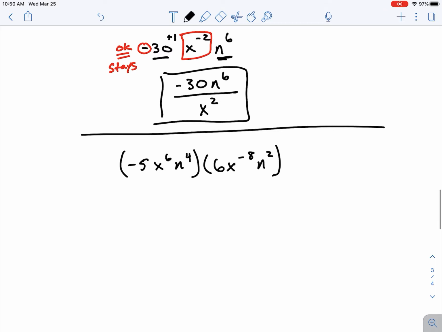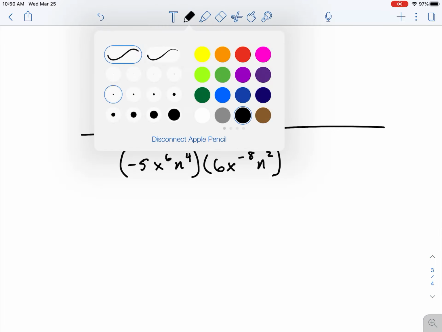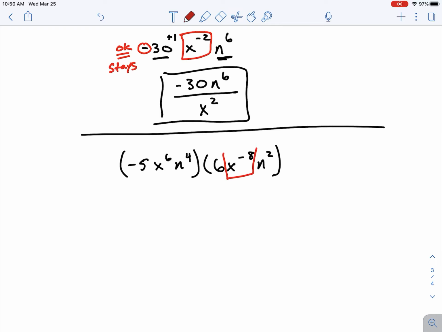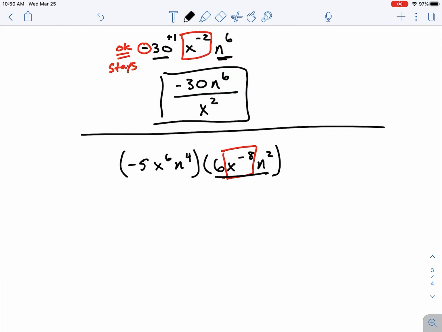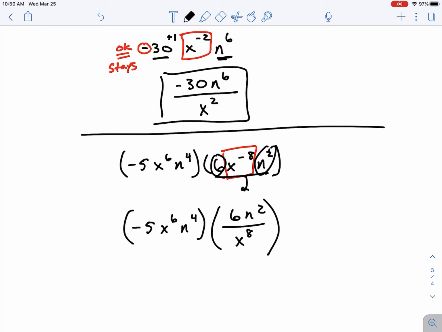What I'm going to do is right from the beginning, I'm going to say, hey, here's my negative exponent. That needs to change. So I'm going to create a fraction, and I'm going to move it downstairs. So this one stays the same. There's no negative exponents in this one. And this one becomes 6n squared, because those are positive. And the x to the 8 goes downstairs, positive.